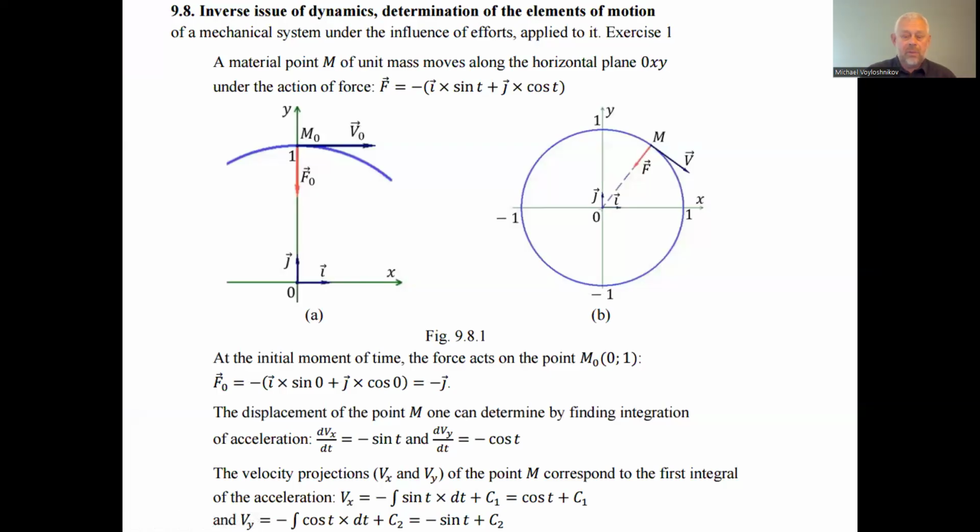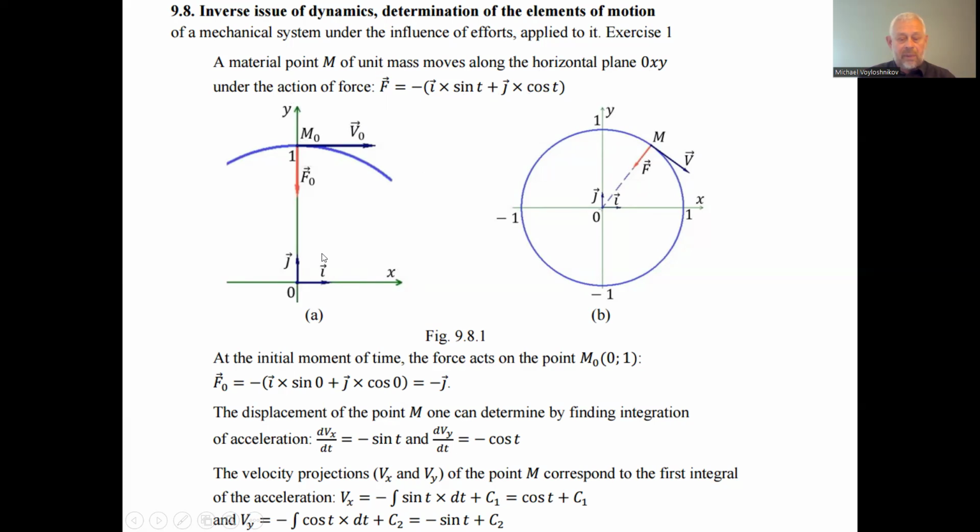We have two exercises. First exercise. A definite material point M of unit mass equal to 1 moves along the horizontal plane, in the original time moves along the horizontal plane with the velocity v0 and the action of the force. The force is minus, and it is a vector definition of the force vector. It consists of two vector components.